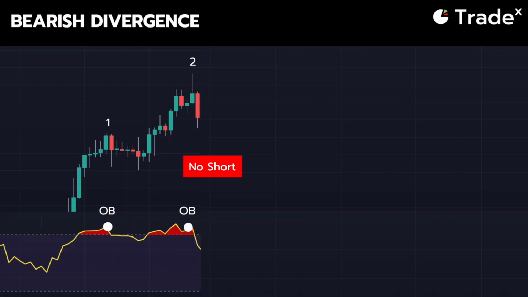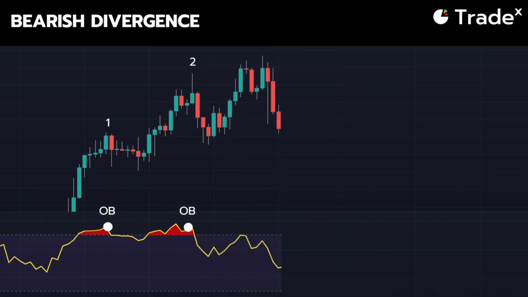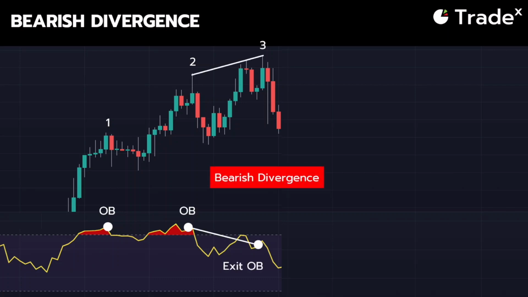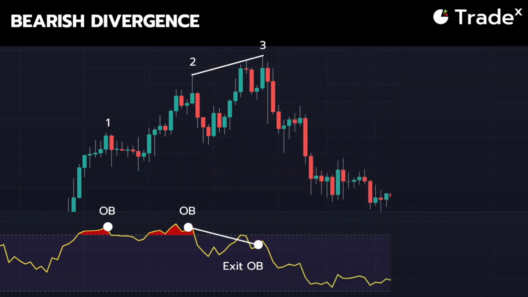Instead, we wait for the price to make a new high, while the RSI forms a lower high. At peak number 3, the price loses momentum, and the RSI exits the overbought zone, creating a perfect bearish divergence. To enter the short trade, we draw a trend line connecting several lows. When the price breaks below this trend line, we enter a short position. As anticipated, the price declines following the bearish divergence.